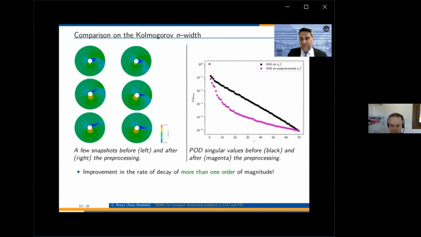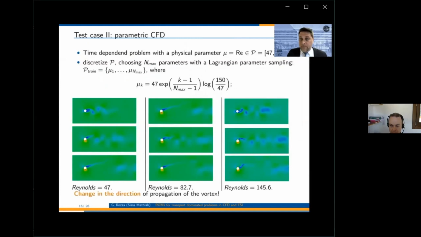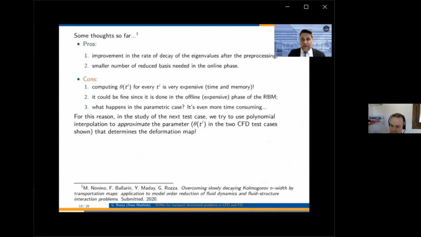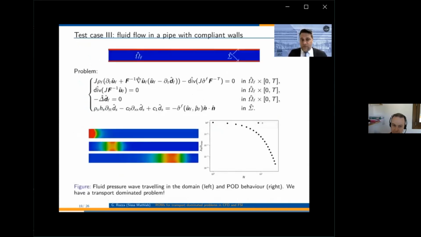So this can be done also for the time-dependent problem, also in presence of some parameter, for example, the Reynolds number. So we have checked the same methodology, the same procedure for different Reynolds numbers, and we can see that we can enhance and improve the computational performance also of this methodology with the parameter. The further step is to reintroduce this for fluid structure interaction problems and to have some automatic way to generate the physical transformation mapping for the pre-processing.